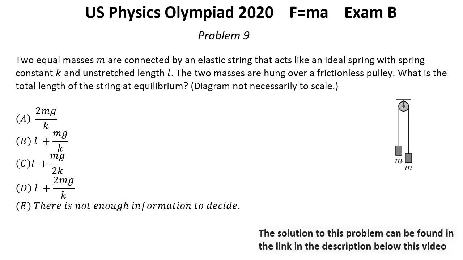Solution for problem number 9. Balancing the string tension with the gravitational force on either of the masses gives us kx equal mg, where x is the elongation. From here we can find that the total length of the string in equilibrium equal L plus x, which is L plus mg over k. That was answer B, and that was the solution for problem number 9.